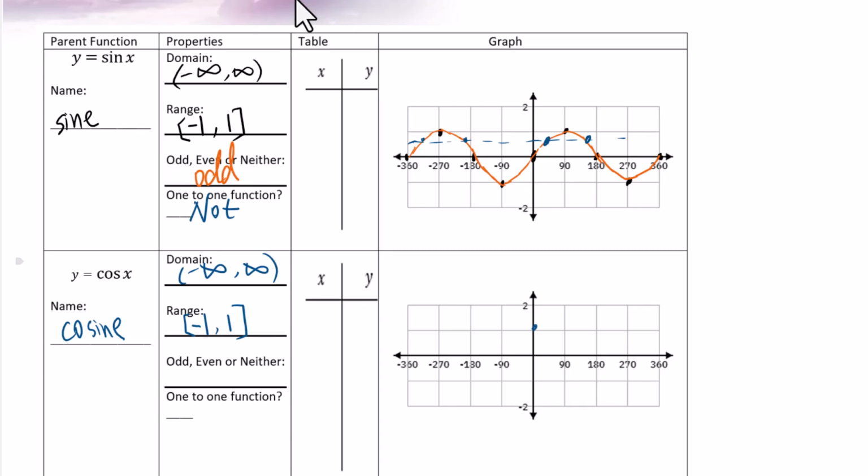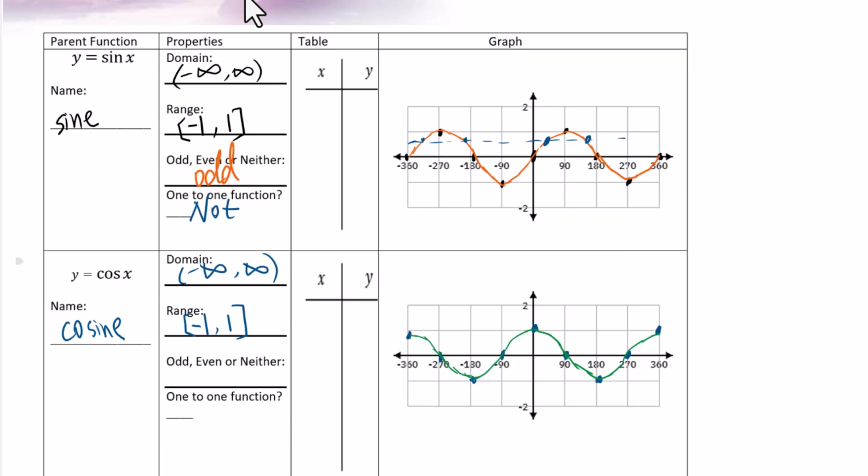Plot the points. 0, 1. 90, 0. 180, -1. 270, 0. 360, 1. Keep going the same trend. Then connect these points smoothly.